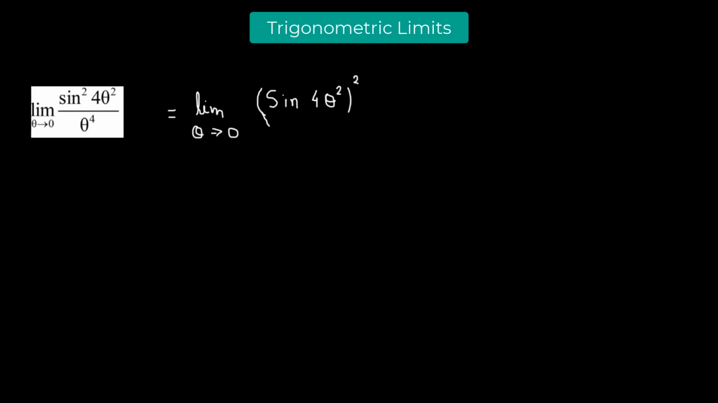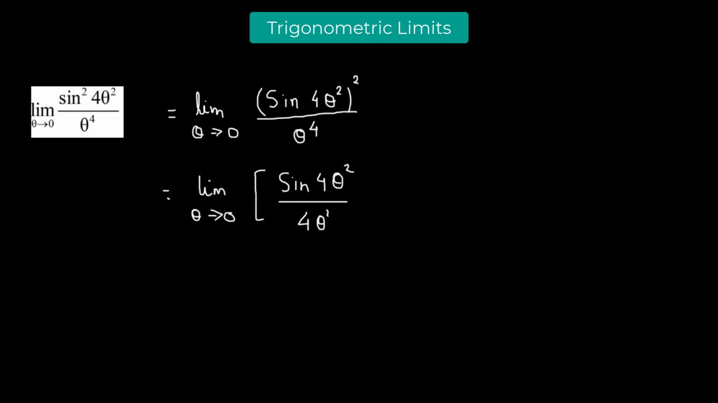Now what we're going to do is divide by theta raised to the power of 4, which is equal to limit theta going to 0. We have sine 4 theta squared. So we're going to divide it by 4 theta squared and multiply it by 4 theta squared, whole squared, times 1 over theta raised to the power of 4.